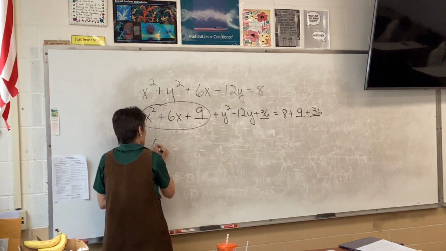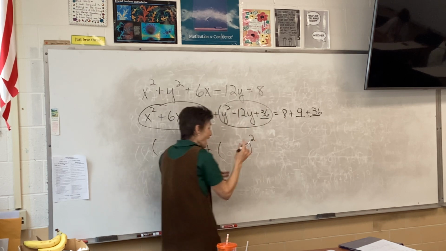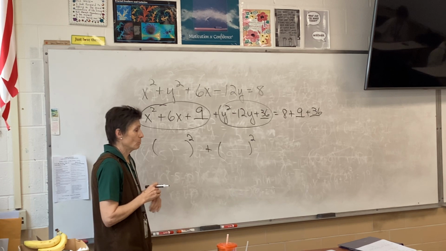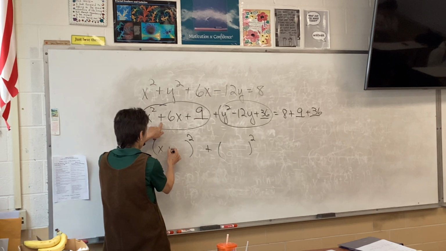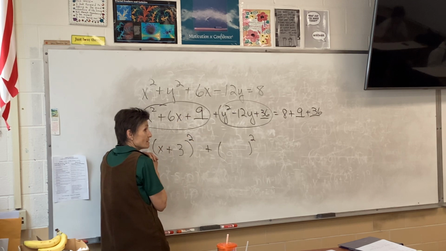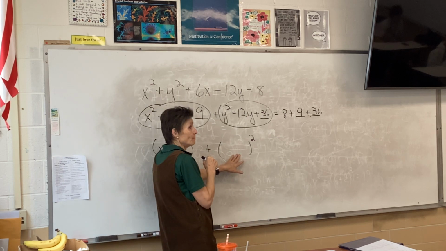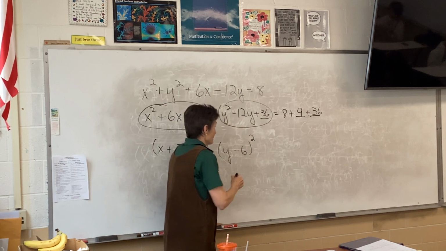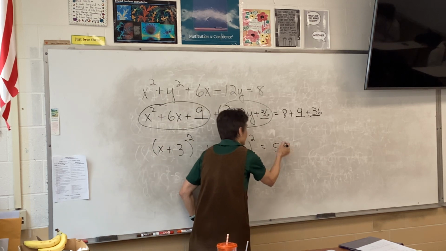These should be something squared, and these should be something squared. That's what the equation of a circle looks like, right? So, what's going to be in this parentheses? It's going to have an x, and it's going to be a plus, and it's going to be 3, because 3 squared is 9. What's in this one? Y minus 6. And what's all that? 53. Add them up.